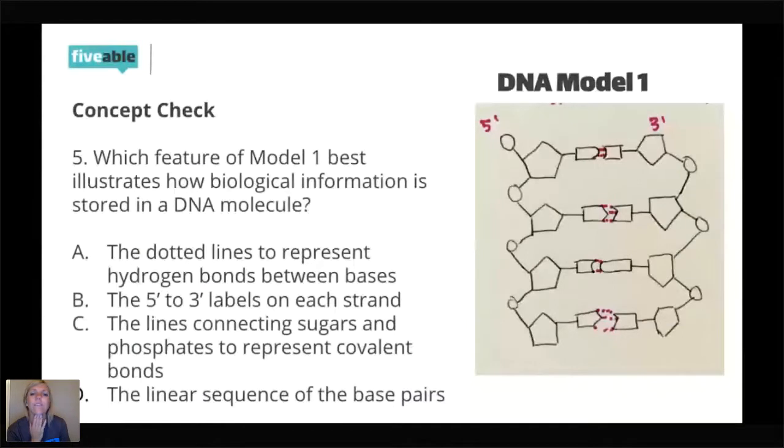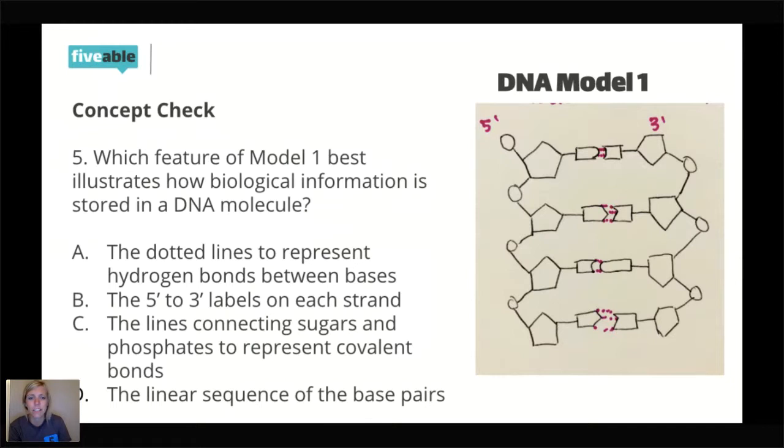So this gets at, okay, well, what does it mean to be biological information? How is it stored? Okay, so A says the dotted lines to represent hydrogen bonds between bases. So you have to ask yourself, is it the hydrogen bonds between the bases that allows it to be a biological molecule? B says the 5' to 3' labels on each strand. Okay, so then you have to think, does the 5' to 3' illustrate that it's biological, or is that just the chemistry and the organization?